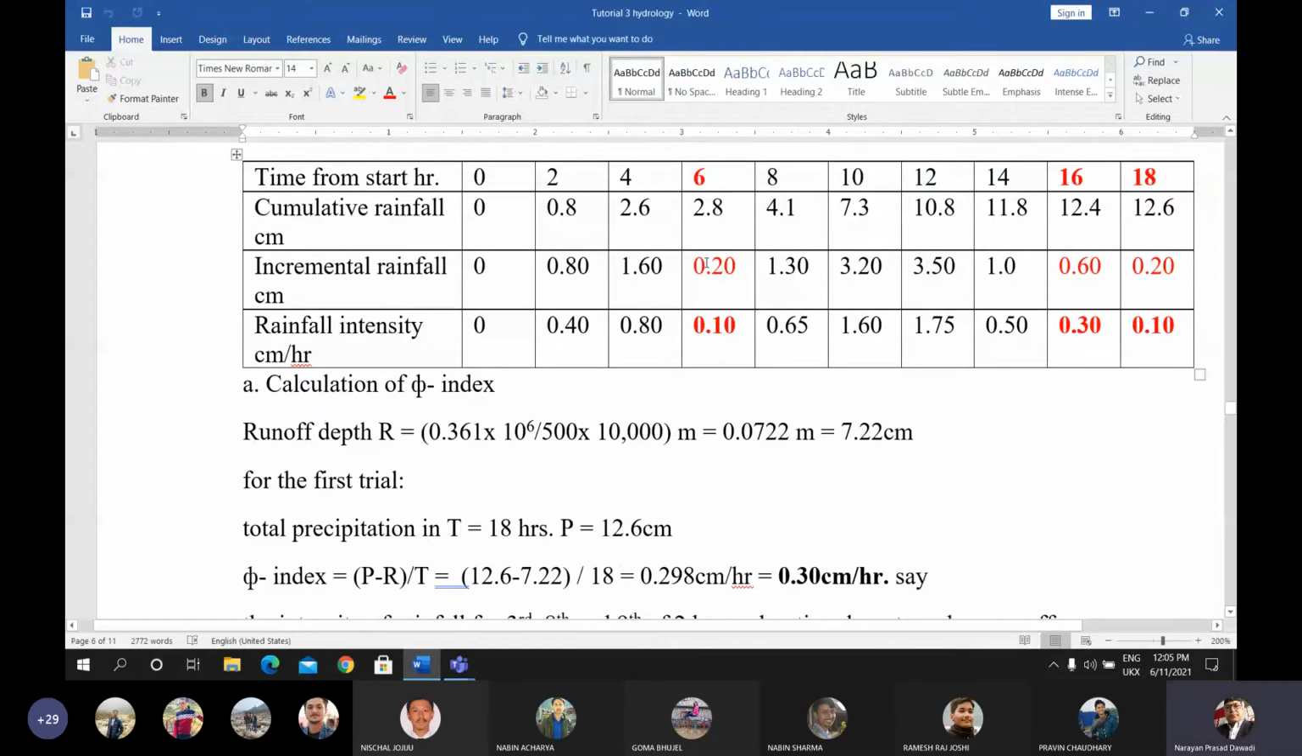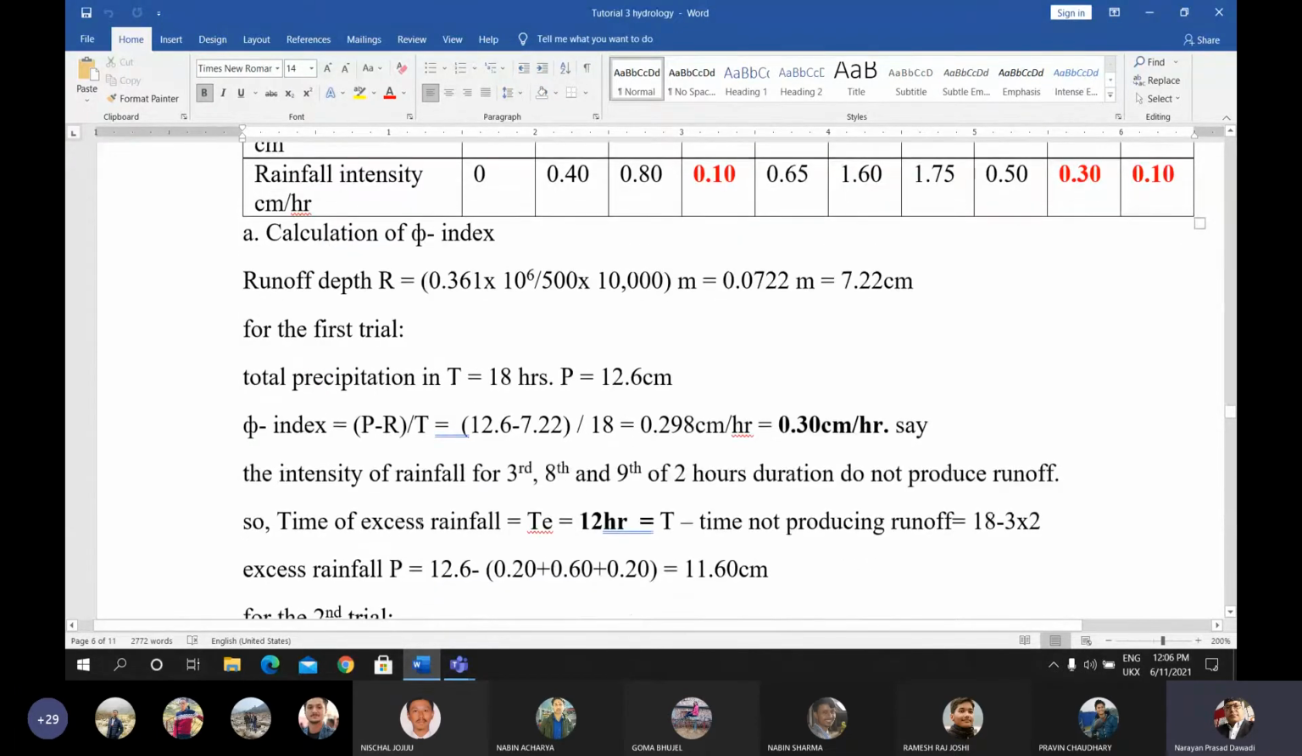So for the next trial, the total depth of precipitation will be 12.6 minus 0.2, 0.6, 0.2. This rainfall is not considered for the next trial. For the next trial, P will be 12.6 minus 1, because 0.6 plus 0.2 plus 0.2 is 1.